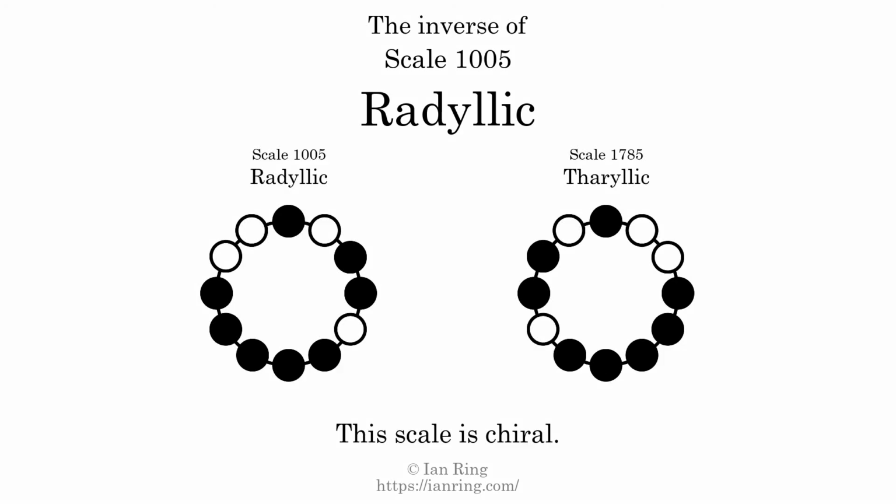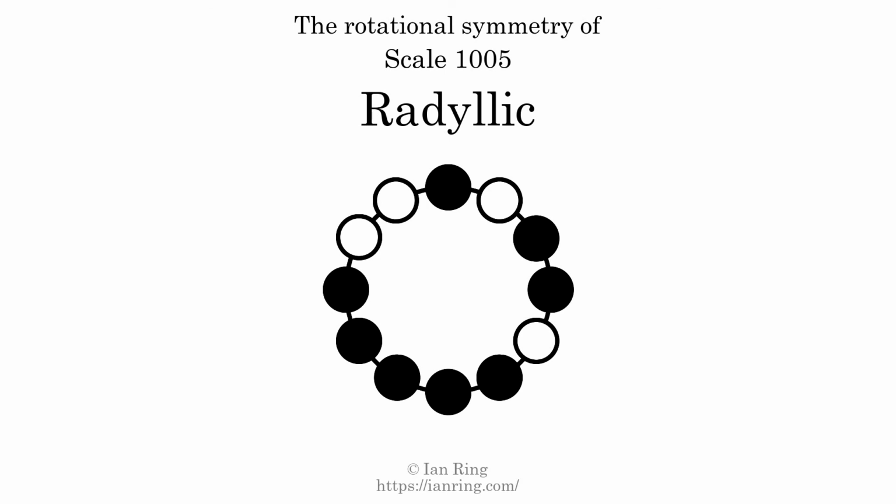The inverse of a scale is a mirror image. It is what you get when the sequence of intervals is reversed. The inverse of this scale is scale 1785, also known as Radyllic. This scale is chiral. It cannot transform into its inverse by rotational transformation. This scale has no rotational symmetry.